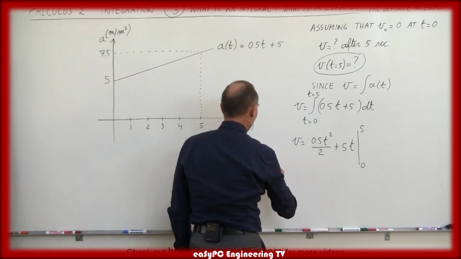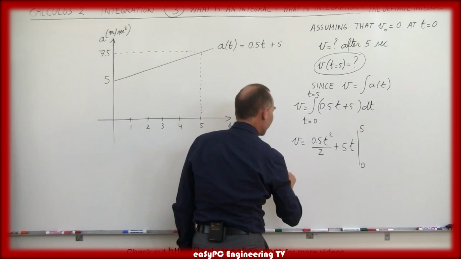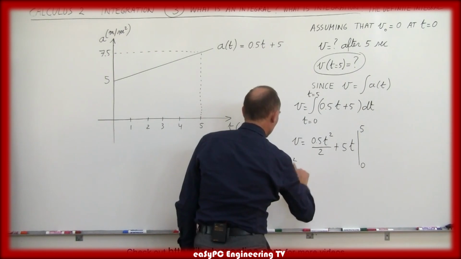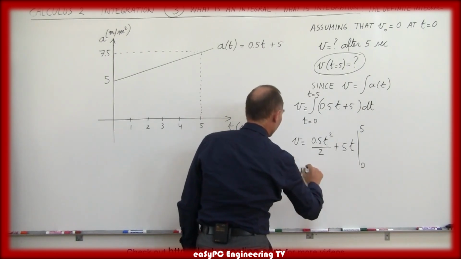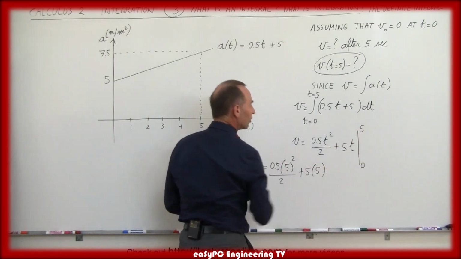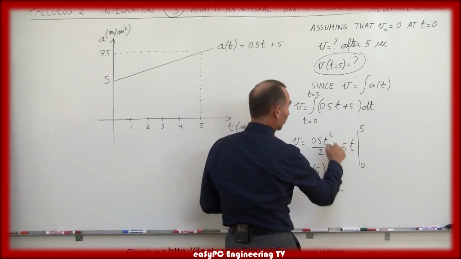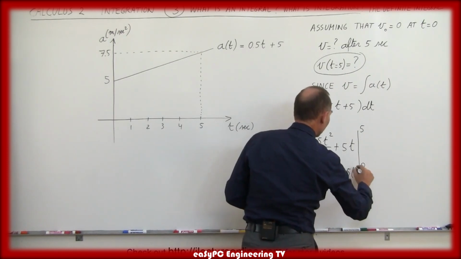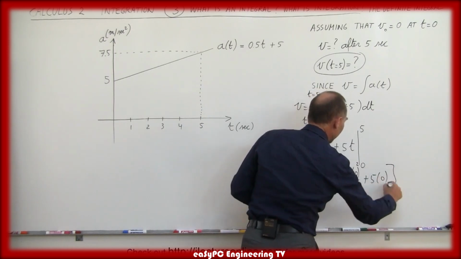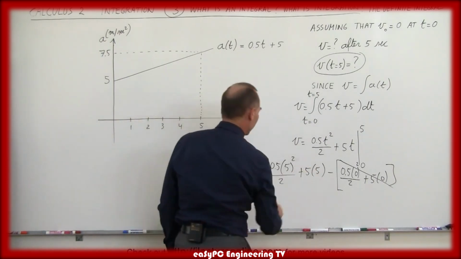So the velocity after 5 seconds is equal to 0.5 times, we plug in the upper limit, that would be 5 squared, divided by 2, plus 5 times 5. So what we did here is we plug in the upper limit in each case where we see a t. And then we subtract from that when we plug in the lower limit. Of course, you can see when I plug in the 0 there, I get 0.5 times 0 squared divided by 2 plus 5 times 0. And of course, that simply disappears because 0 times anything is 0. And this would then be the result of our integral.